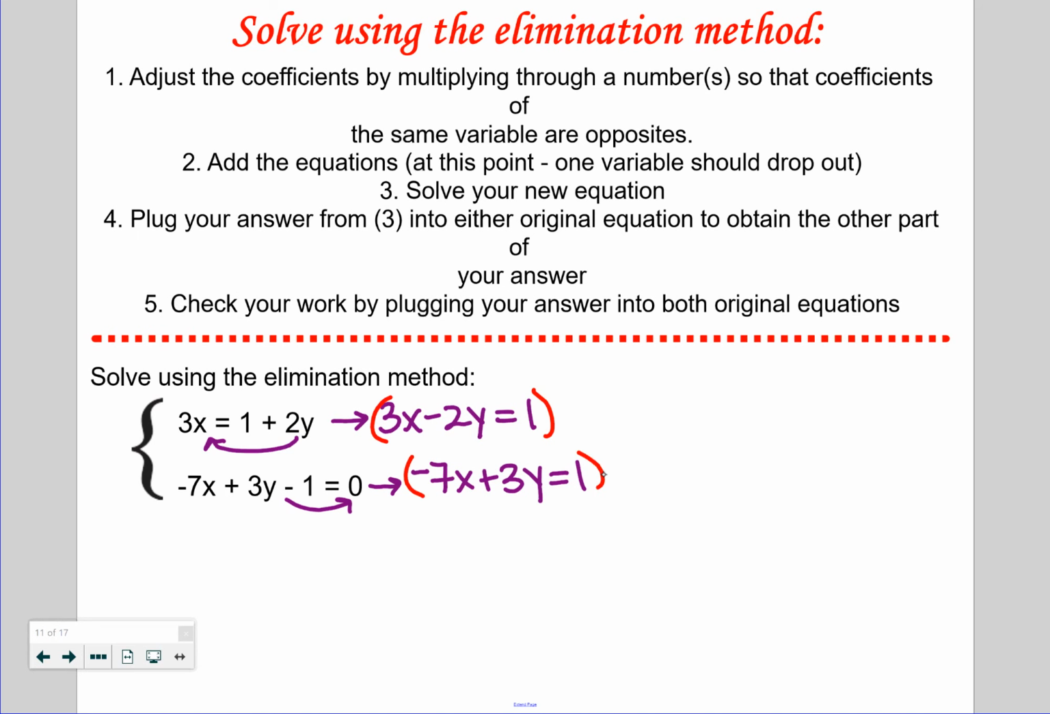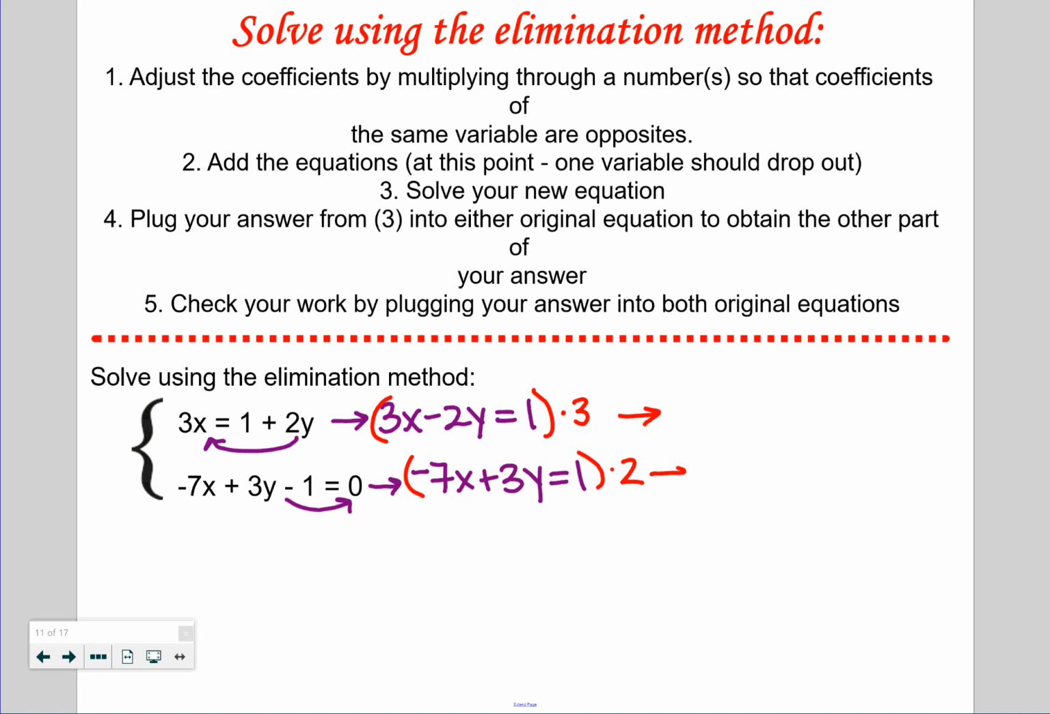If you're not sure what to multiply by, the easiest thing to do is to pick two numbers that are in front of the same variable and switch them. So I'm going to multiply the top by 3 and the bottom by 2. That would give me a negative 6y and a positive 6y. If I had the same sign, I could also multiply through a negative, but the y's are already opposite, one positive, one negative, so I'm good to go there.